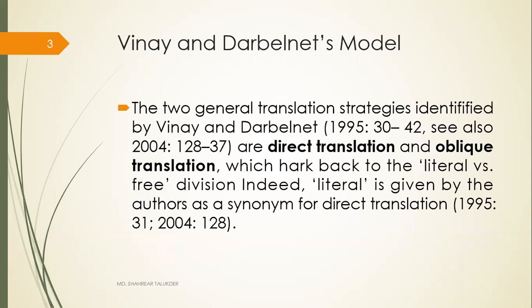Now, the two general translation strategies identified by Vinay and Darbelnet are direct translation and oblique translation. You can get the idea from the very names. They hark back to the literal versus free division indeed. Literal is given by the authors as a synonym for direct translation. So direct translation is the literal translation, and oblique translation is the free translation that we know so far. Do you get the point?